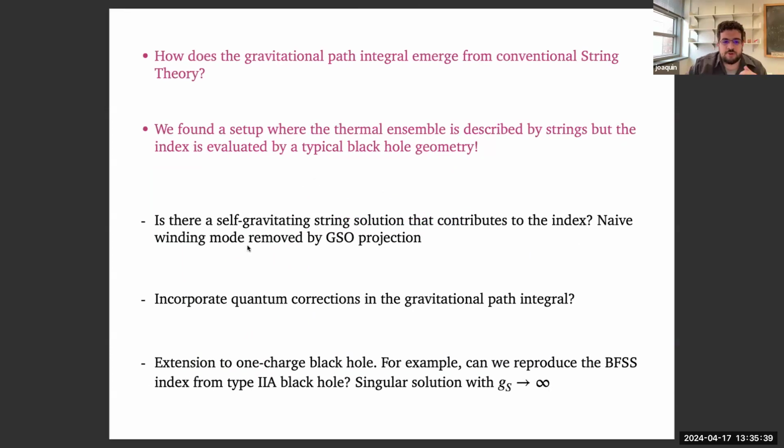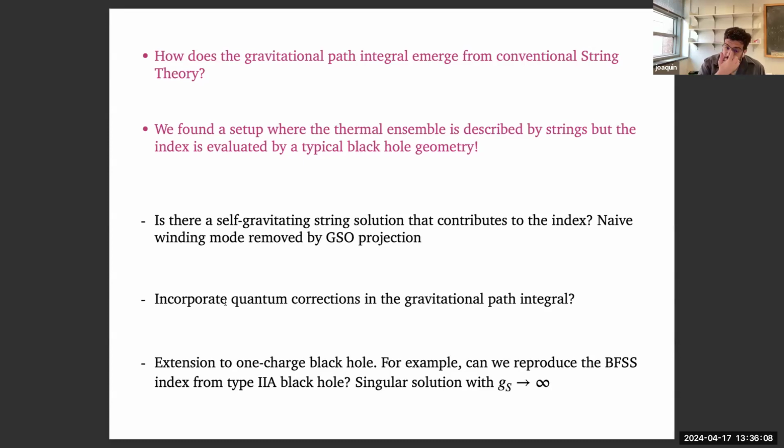And finally, there are some open questions. For example, is there a self-gravitating string solution that contributes to the index? So is there a Horowitz-Polchinski solution to the index? And the naive answer is no, because the winding mode is removed by GSO projection. The GSO projection works differently depending on whether fermions are periodic or anti-periodic in time, and the winding mode would not be there for the index. So that means that you should find solutions within supergravity, and that's what we did.